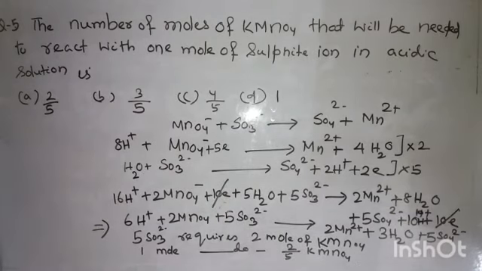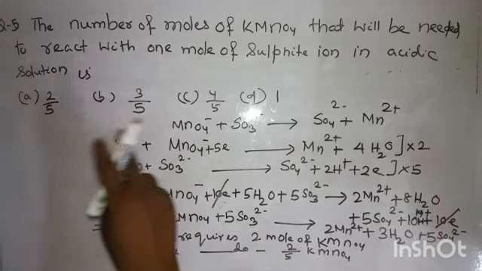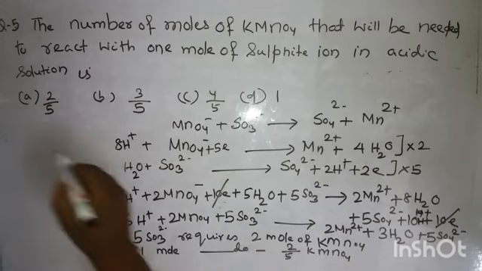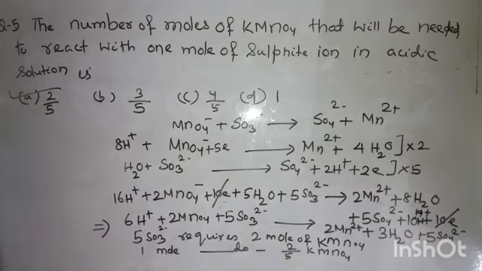He is asking for the number of moles of KMnO4 that will be needed. How many moles of KMnO4 are required? For 1 mole of sulfite, 2 by 5 mole of KMnO4 is required. This is the answer. This is question number 5.